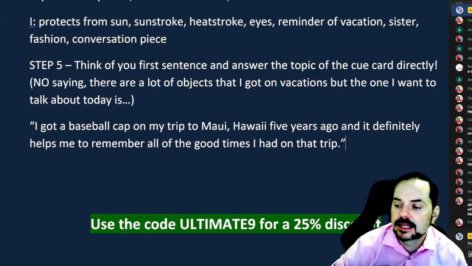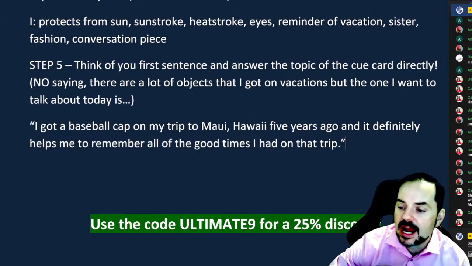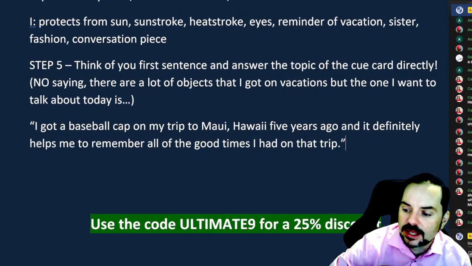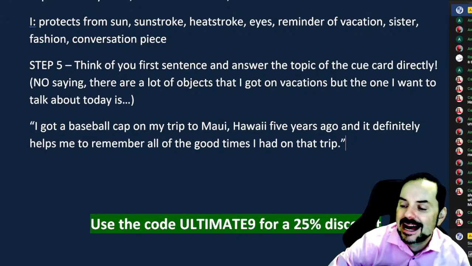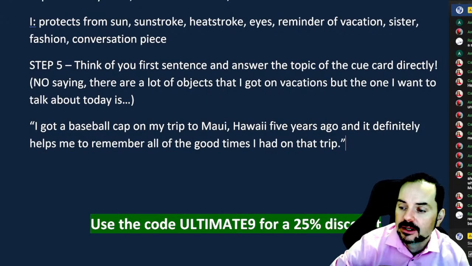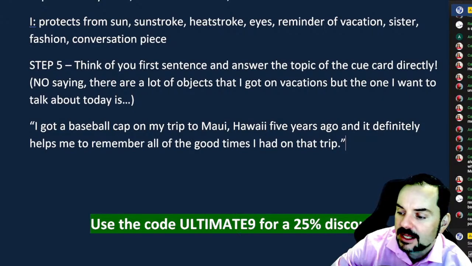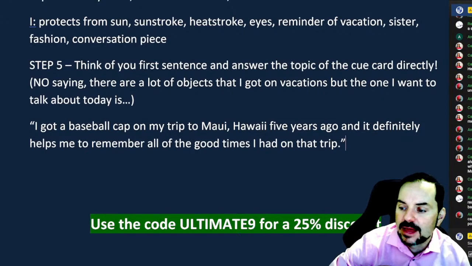All right, Cass. So present perfect, not past perfect. Cass says the object that I'd always treasure was a baseball cap, which I was given to me by my sister in Maui, Hawaii, last 2018. Cass, watch the grammar, a little bit simpler, okay, and present perfect. All right. I have a baseball cap that was given to me by my sister in Maui, Hawaii in 2018, which helps me to remember that trip.